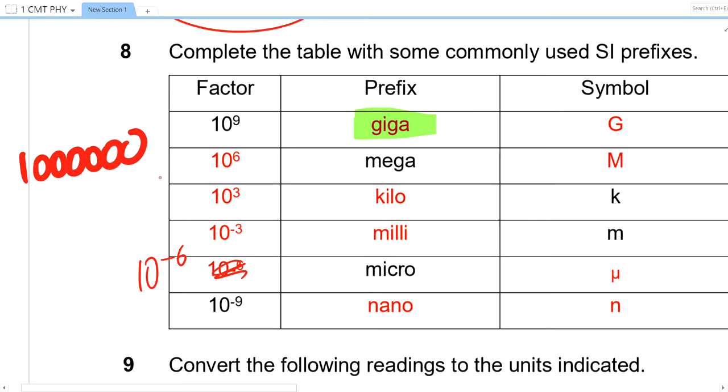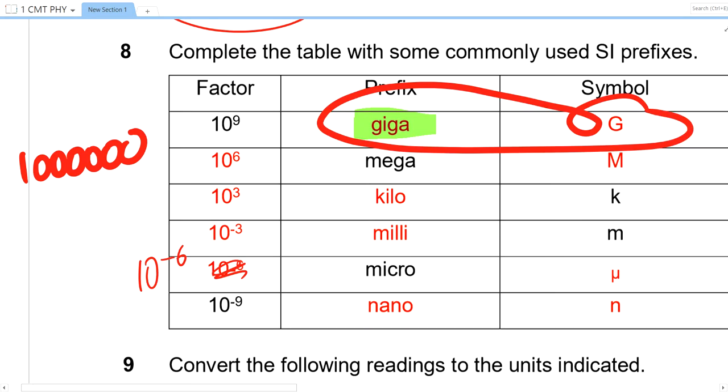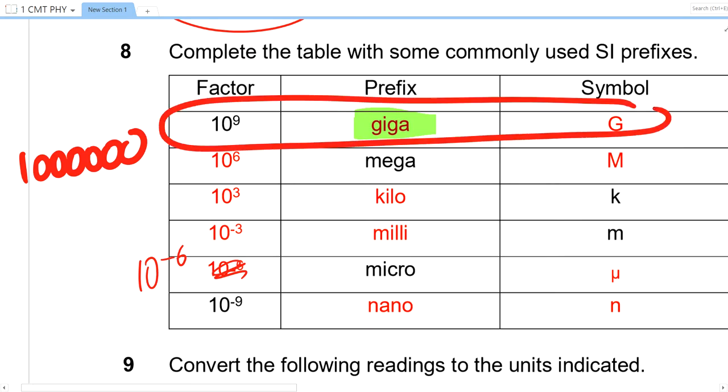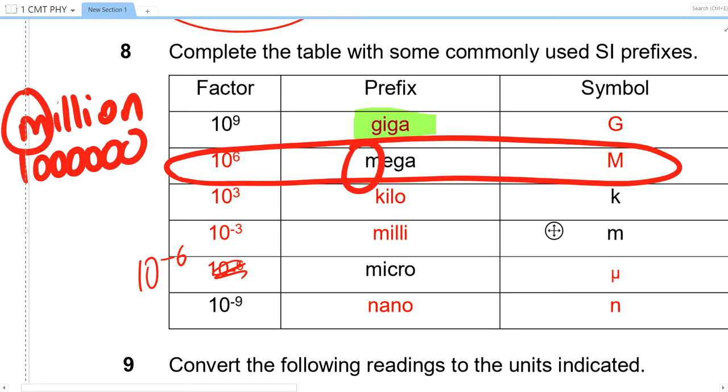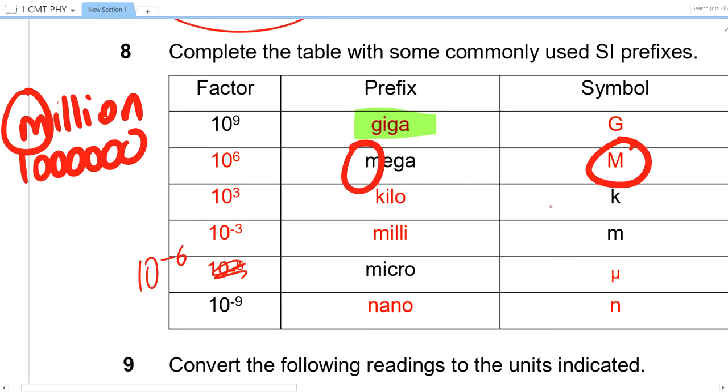Have you already memorized that giga refers to 10 to the power of 9? If you haven't, you need to memorize it. Next thing you need to memorize is mega, 10 to the power of 6, with a capital M. How I memorize it is I remember it as million, so they all start with M. You may use this way to help you remember, or you can use your own way to memorize. So million, mega, M. Next, we've got 10 to the power of 3, which you're all very familiar with, kilo.